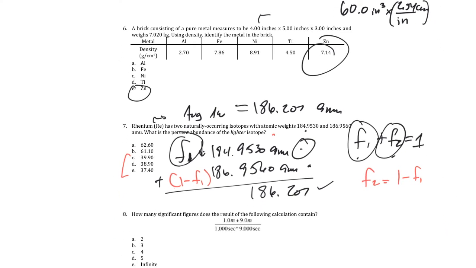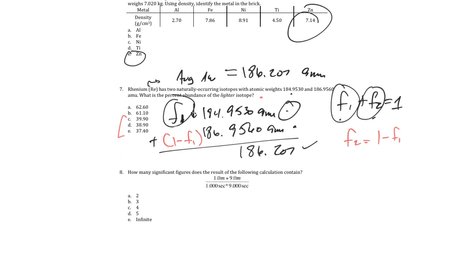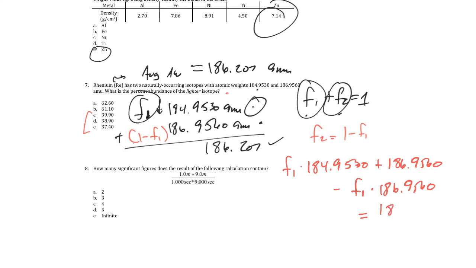I need a little more space to do this. So if we're going to work this out mathematically, I might set this up using some of the space over on the side. So we would have F1 times 184.9530 plus 1 minus F1 times 186.9560, and all of that is going to be equal to the average atomic weight, 186.207.